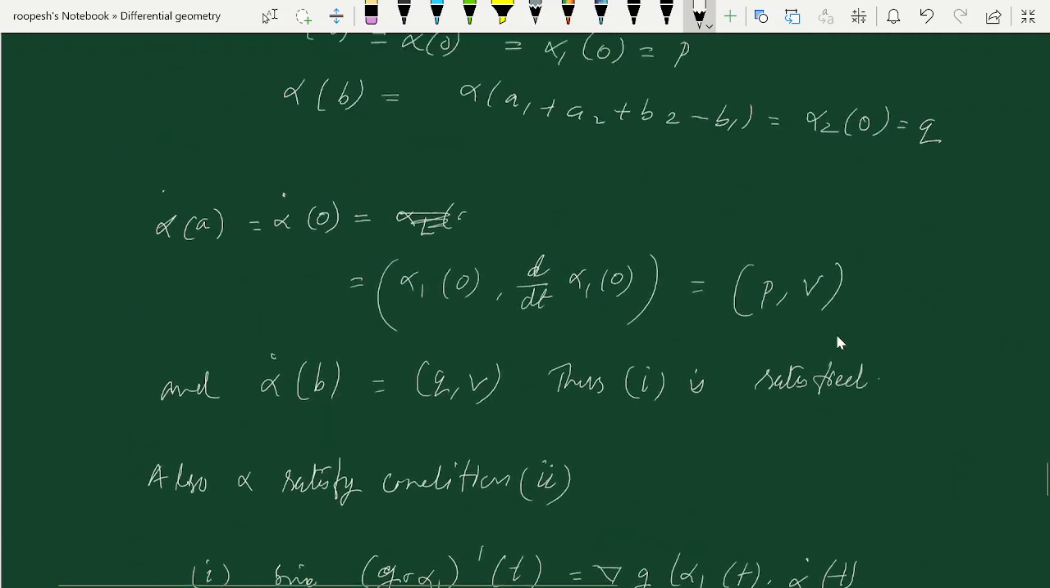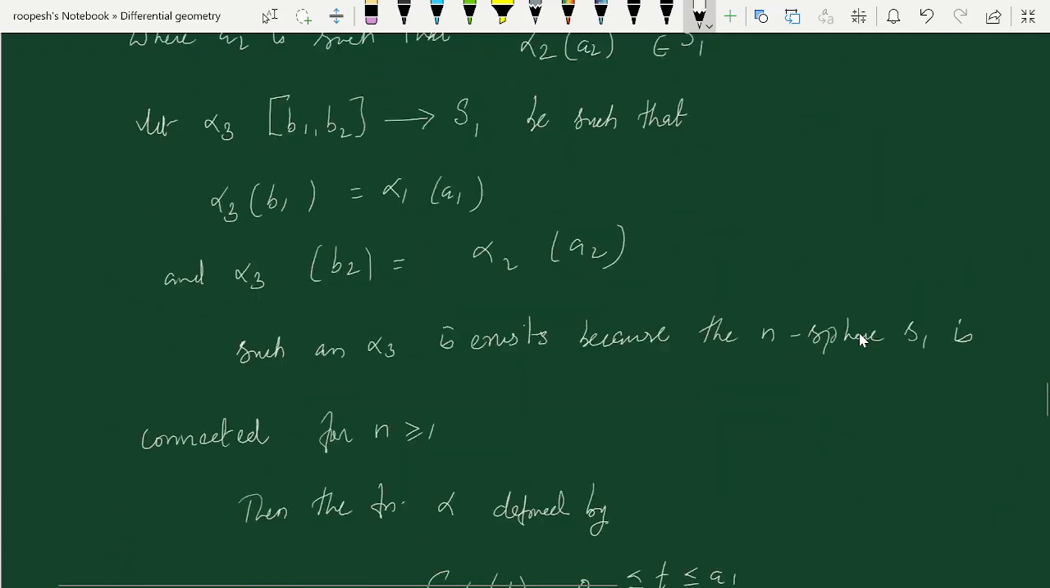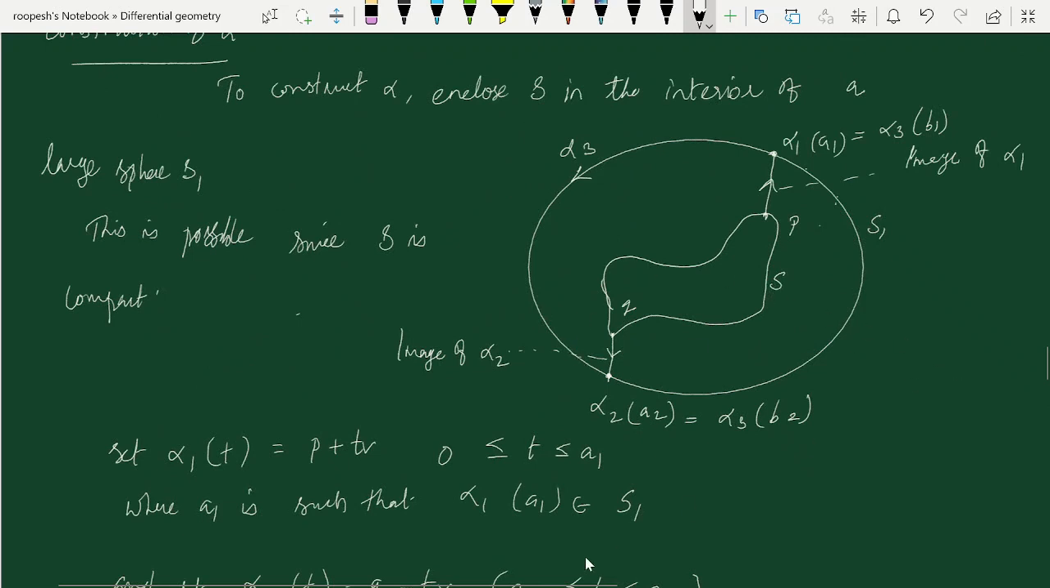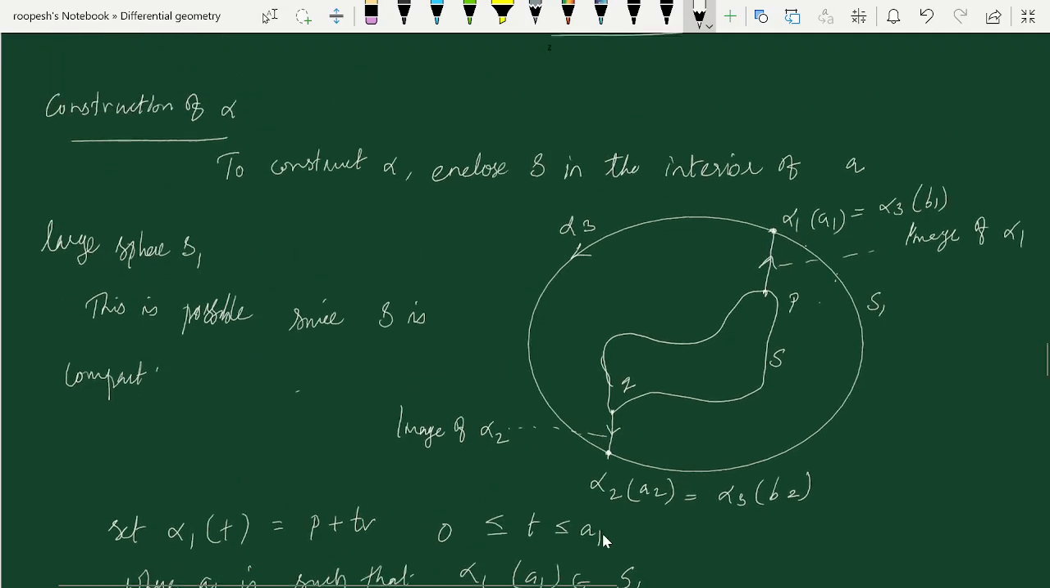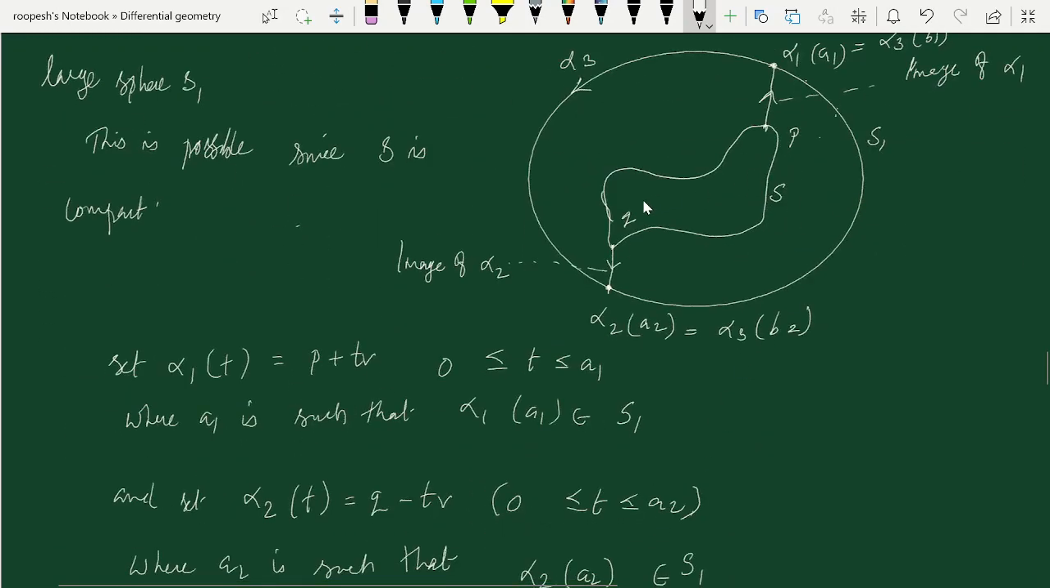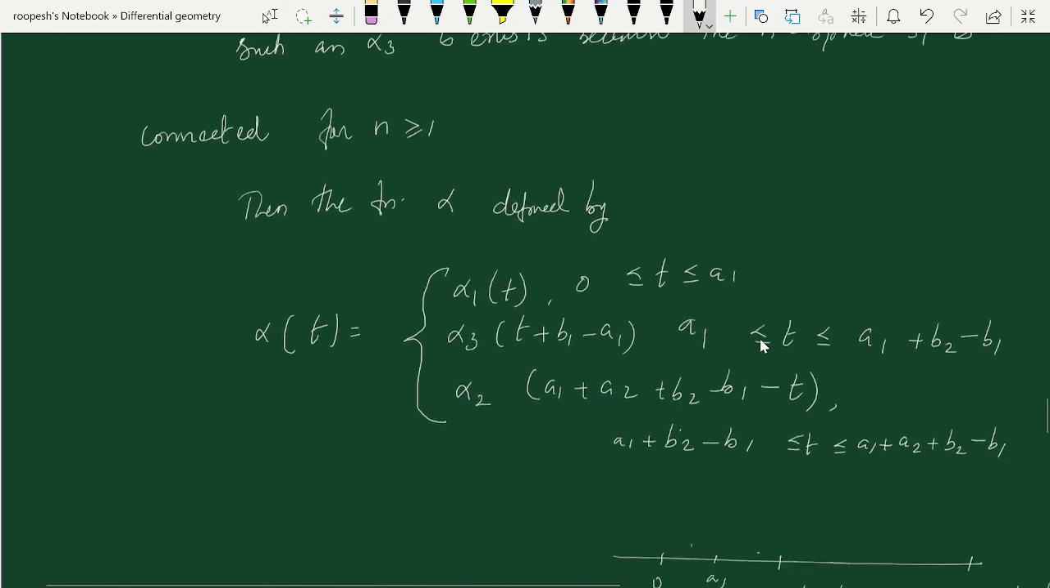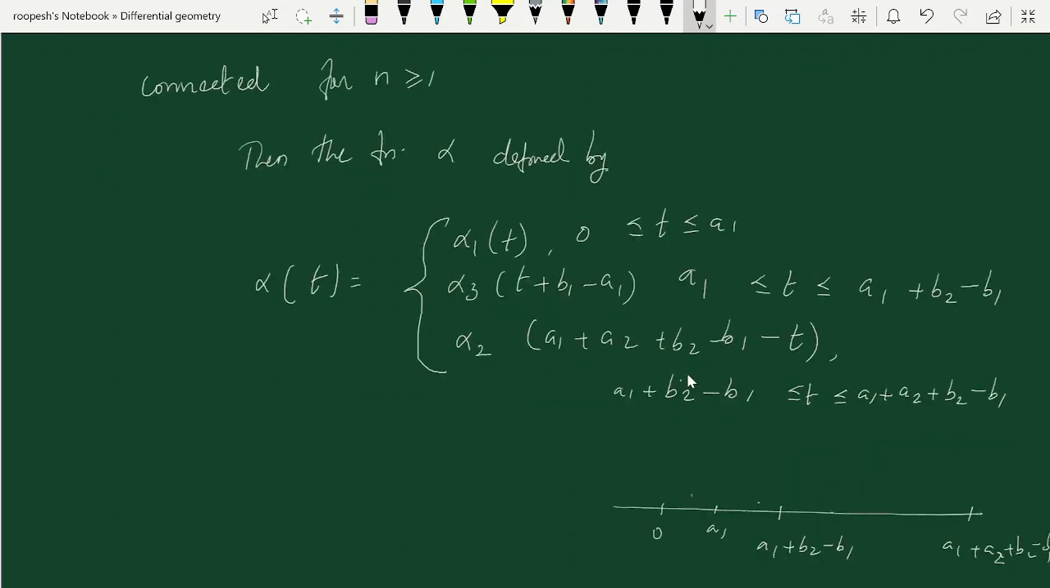So this is the construction of alpha. How are we constructing alpha? First you should take the surface S, then enclose this inside a circle of larger radius. Now after enclosing, you should define 2 points P and Q, and alpha 1 and alpha 2 are 2 curves, and alpha 3 is along the circumference of the circle. Now using these 3 curves, we define our alpha.